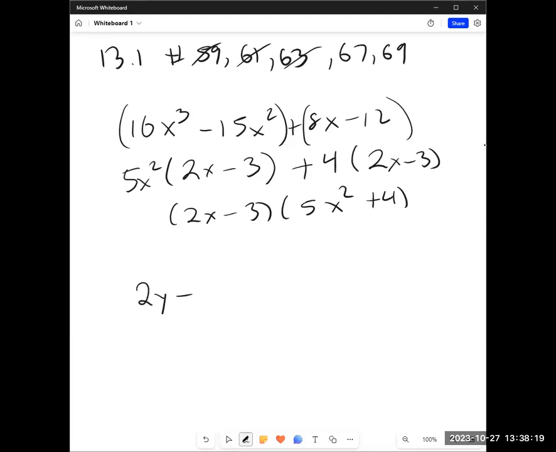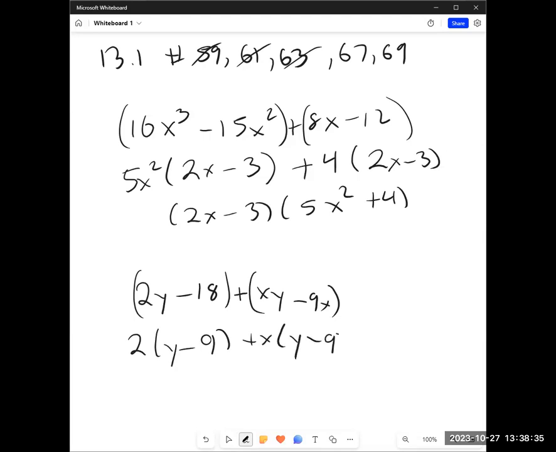Now I have 2y minus 18 plus xy minus 9x. Greatest common factor here is 2 times y minus 9 plus x times y minus 9. Y minus 9 is my GCF. 2 plus x is my other factor. Again, that's the same thing as x plus 2, so use your commutative property if you would like to write that with the variable part first.